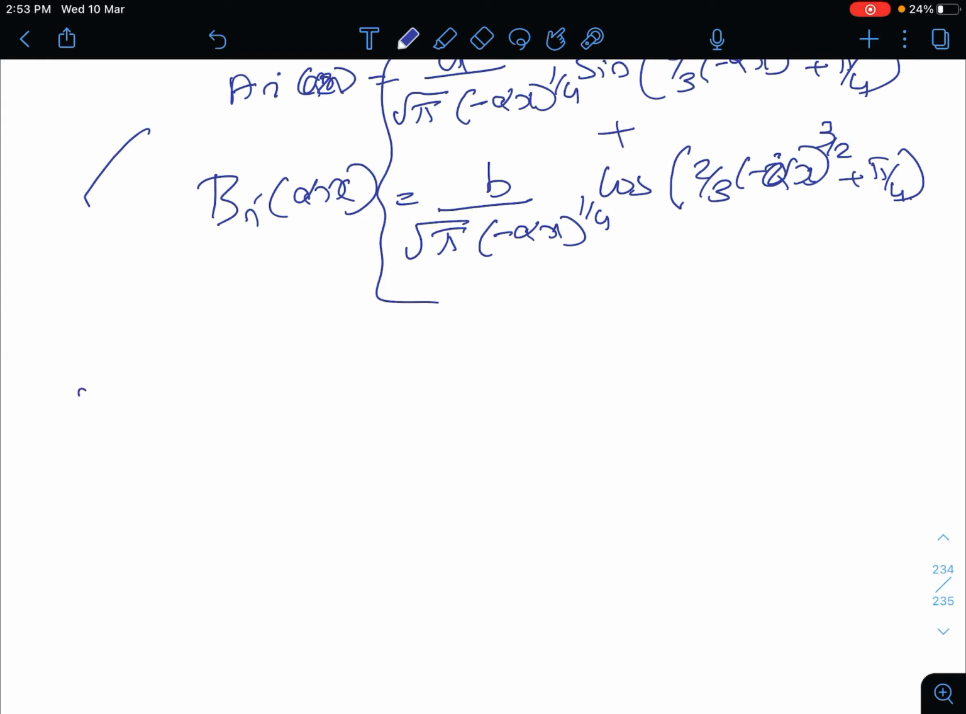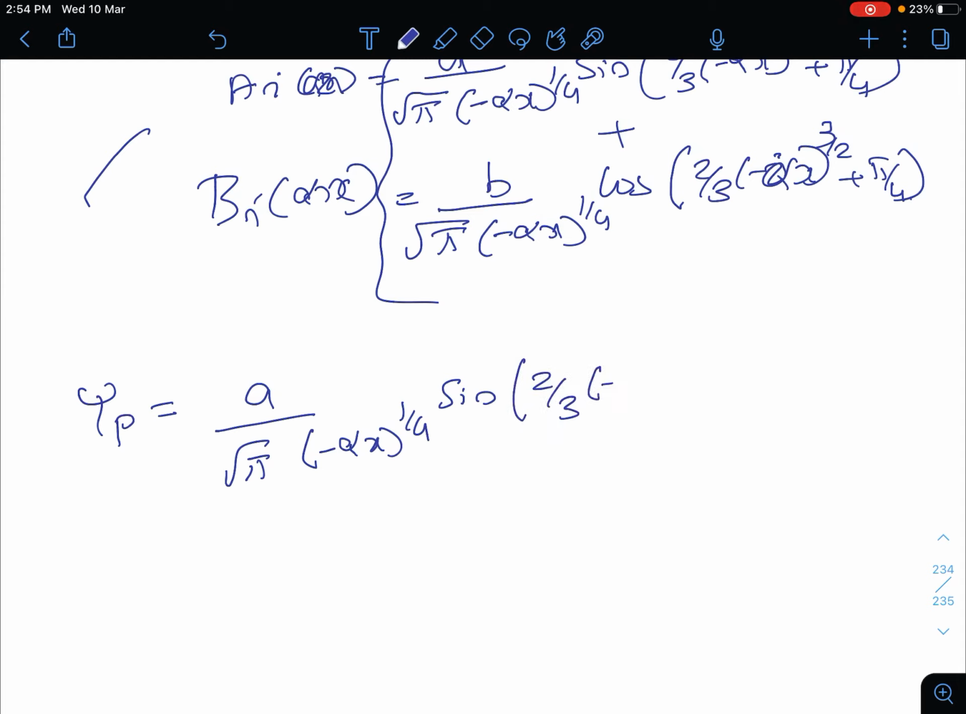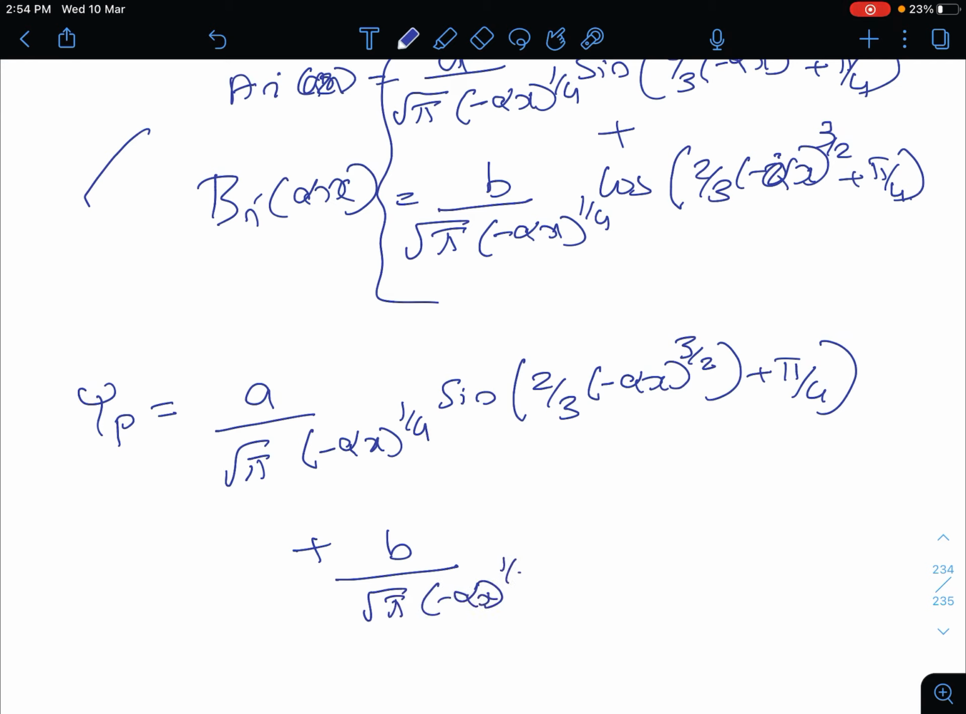So I can write now the psi p, the patch psi, is equal to a by root pi minus alpha x all raised to 1 by 4 sine 2 by 3 minus alpha x all raised to 3 by 2 plus pi by 4 plus b by root pi minus alpha x raised to 1 by 4 cos 2 by 3 minus alpha x all raised to 3 by 2 plus pi by 4.